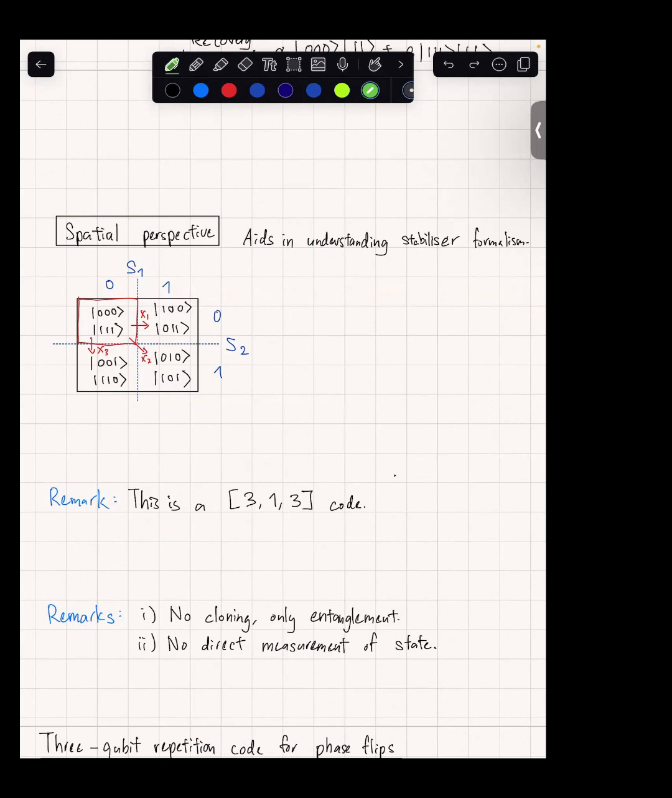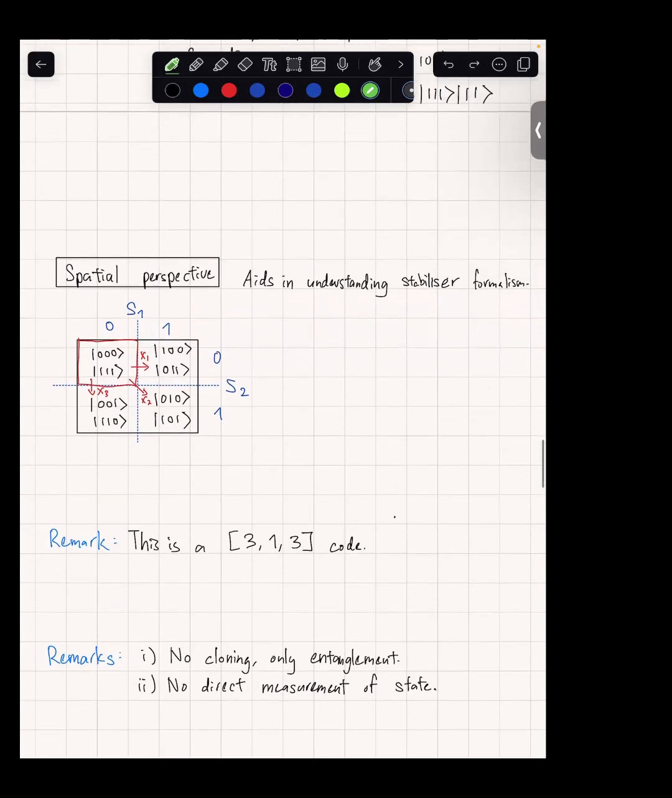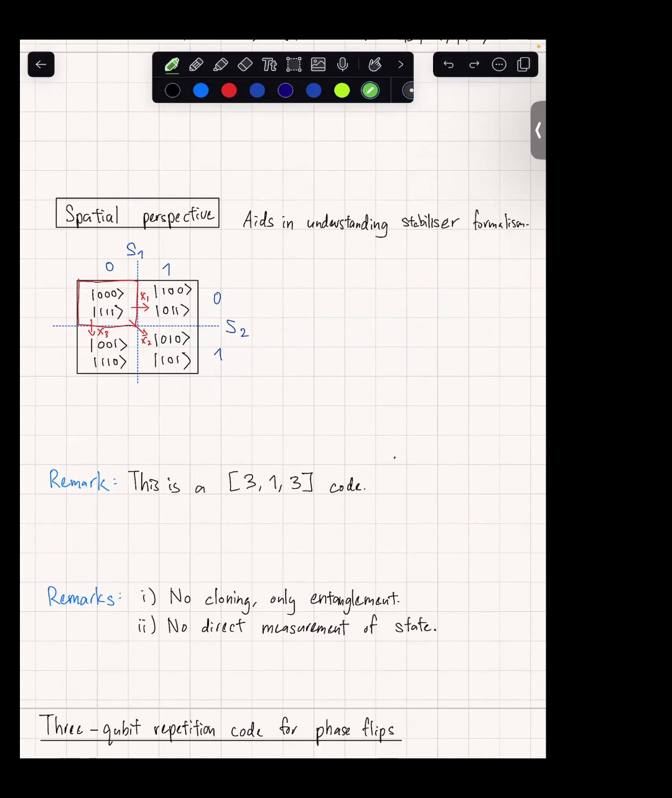Each of the other quadrants are spaces of code words that arise because of an error. The top right-hand corner is obtained by applying X1 to a valid code word. The bottom right-hand is obtained by applying X2, and the other one is obtained by applying X3. So this is a nice visual perspective of how the syndrome measurements give us different subspaces of the code space.